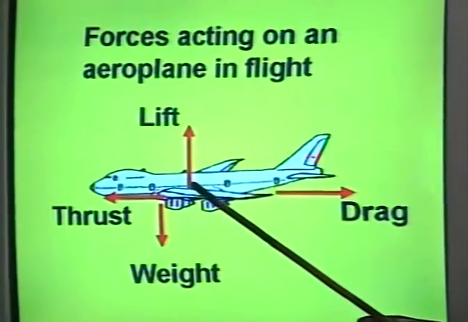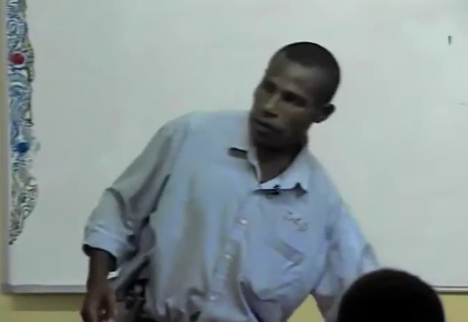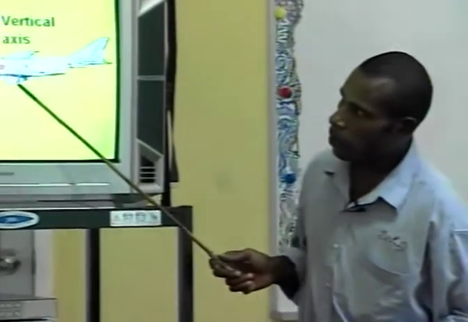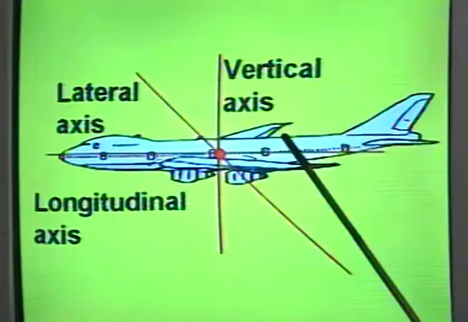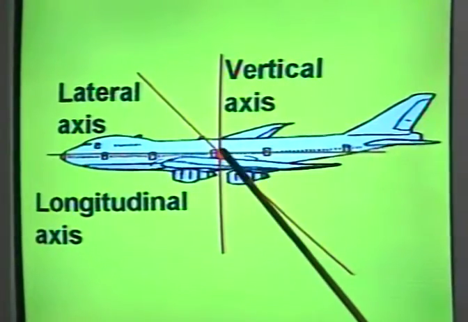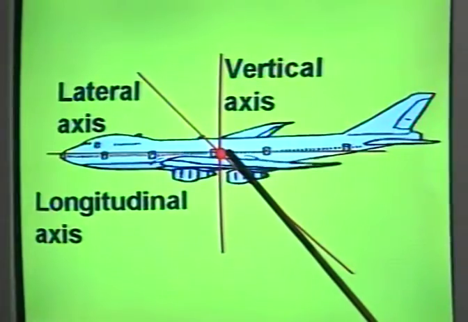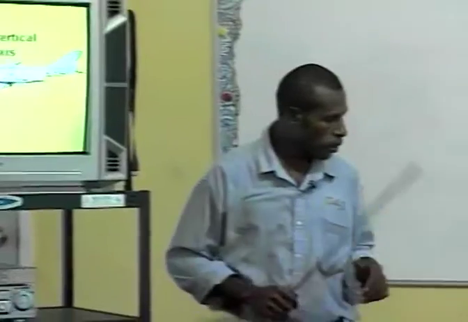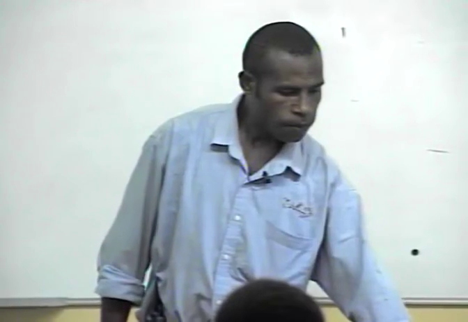Looking at the same, you find the axes here, right? One of these is the lateral axis, and then you have the longitudinal axis and the vertical axis. So that point is somewhere in here, the center of gravity.